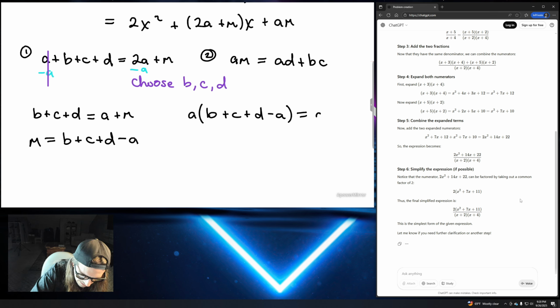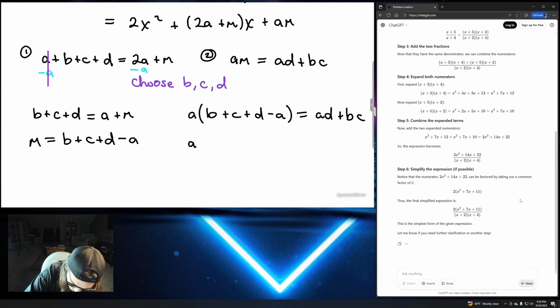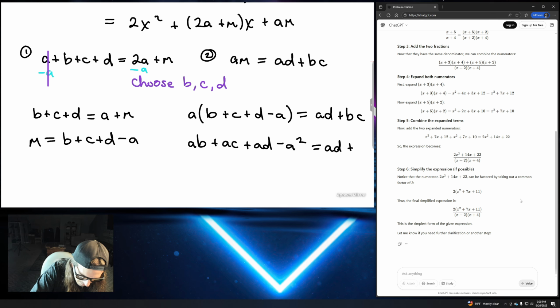Good. Okay, so we've eliminated the M. We've substituted the M out. Thus, this equation now only has one variable. Remember, we're treating B, C, and D as constants, so the only variable here is A. Let's solve for A. So if we distribute, AB plus AC plus AD minus A squared, it's going to be a quadratic in A. AD plus BC, right?